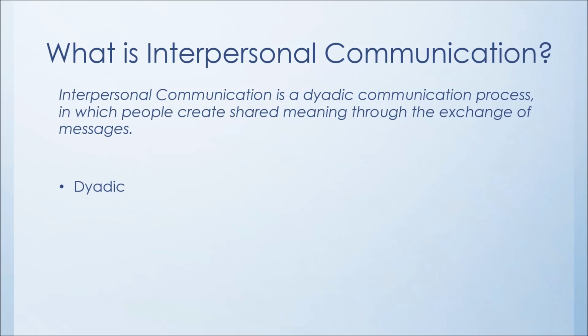Starting with the word dyadic. We're told that interpersonal communication is dyadic. What does that mean? Well, a dyad means two. So this means it's a kind of communication that occurs between two people. And this differentiates interpersonal communication from group communication or mass communication, which have their own sets of rules and procedures and dynamics. So this kind of communication that we're studying in this course is what happens in the interaction between two people.